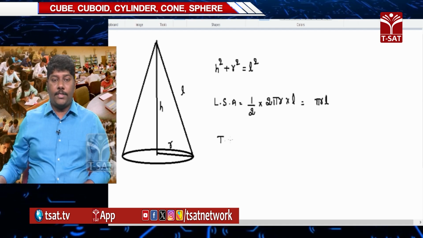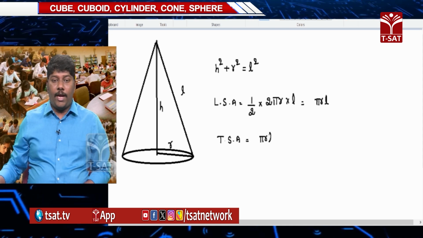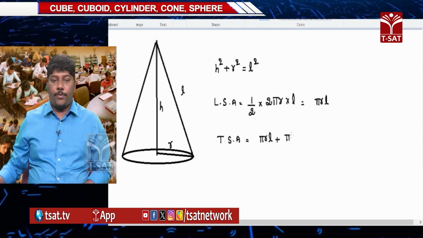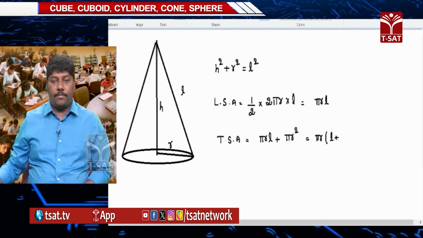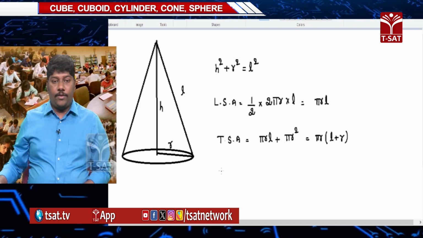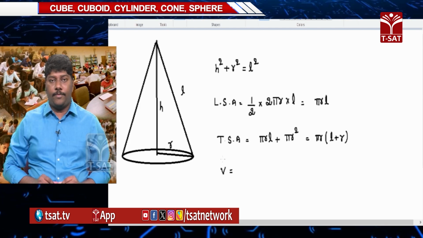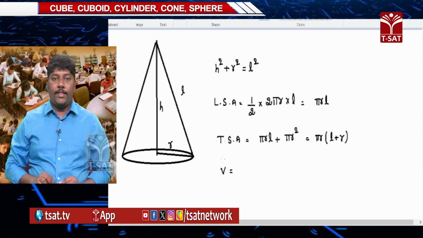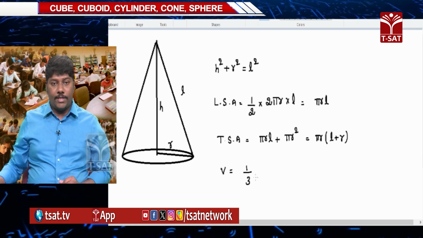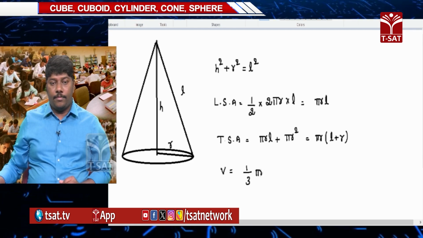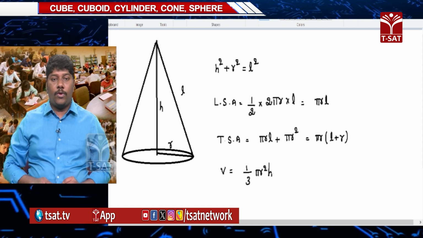What is the total surface area of a cone? Total surface area of a cone is, to the lateral surface you add the base area, which is pi r square. Therefore, taking pi r common, you will get pi r into L plus r. Now, what is the volume? Volume of a cone with the same dimensions is simply 1/3 of the prism volume. Prism means here cylinder. So, 1/3 of the volume of the cylinder. If the dimensions are the same, 3 cones is equal to 1 cylinder in terms of volume. 1 by 3 pi r square h is the volume of the cone.